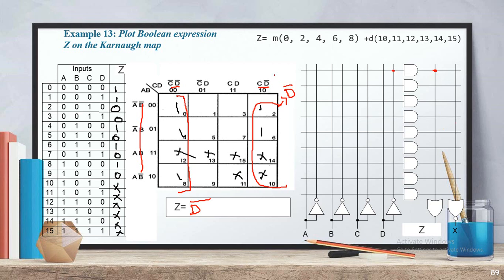So this example was taken for how to handle the don't care condition. The summary of the don't care condition: you can use don't care only if an essential 1 is present. Don't care cannot be used with a 0 grouping, and don't care cannot be grouped with only don't cares, and also don't care cannot be used if the 1 cell is already present in another group.